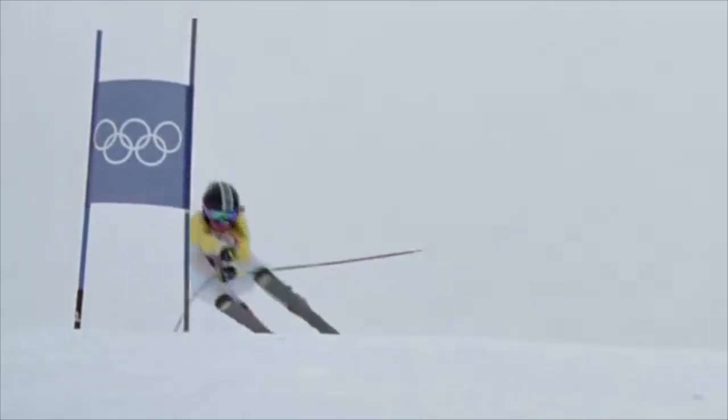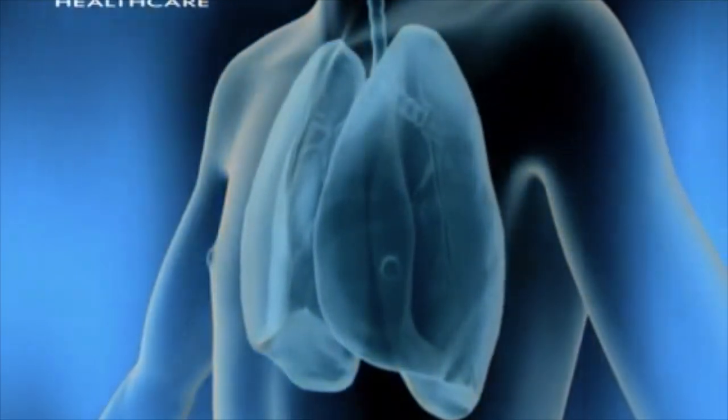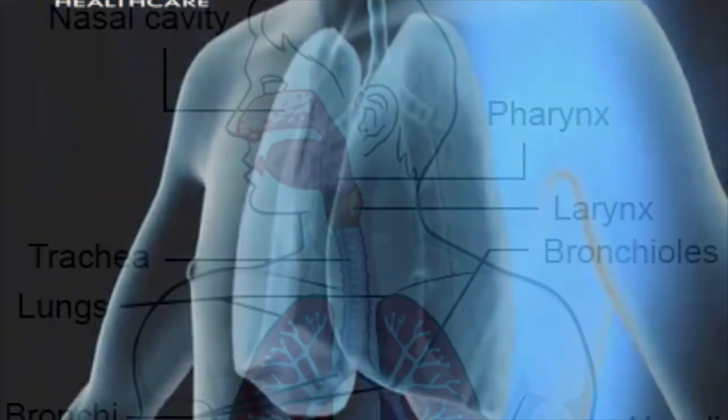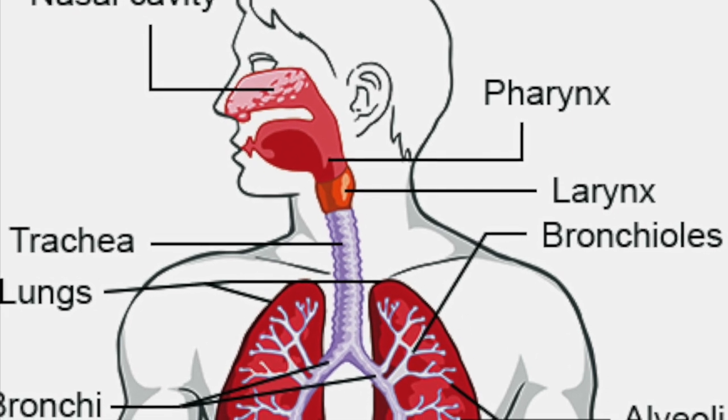On average, we breathe in about 11,000 liters of air a day, and the surface area of our lungs is about the size of a tennis court. Let's go ahead and take a closer look at the respiratory system and its many components. As you breathe, air enters the body through either the nasal cavity or the mouth. It then passes through the pharynx and continues to the trachea.